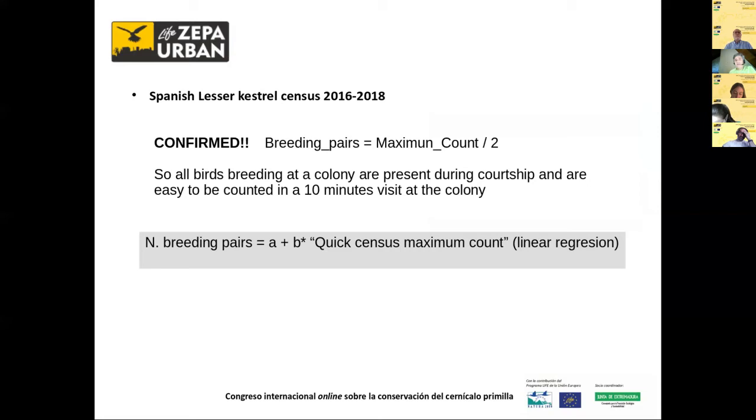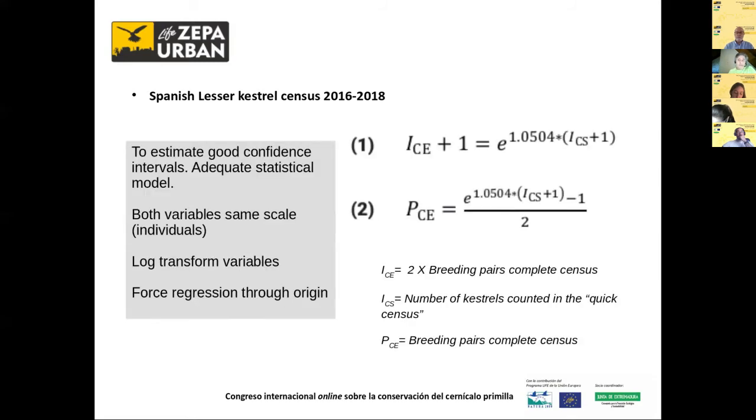So you could estimate the number of breeding pairs just with a mathematical model, just a linear regression could do. So the number of breeding pairs could be just a constant plus the quick census maximum count multiplied by a factor. Well, as I tell you, this could be enough, but especially if you want to estimate the errors of the counts, this requires a little bit more modeling.